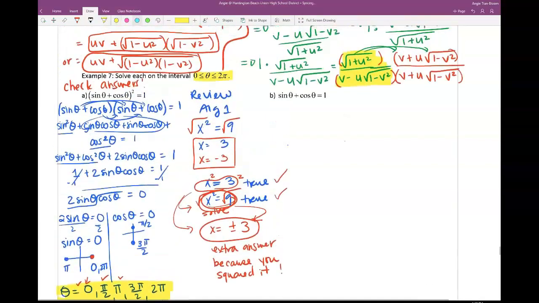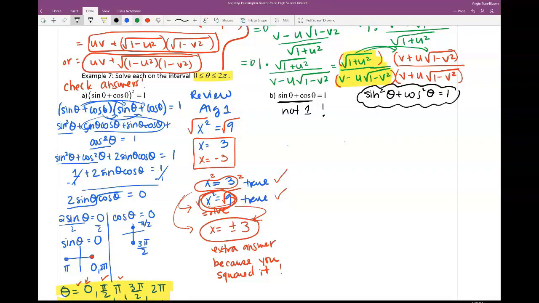So let's do example B. Example B, we will use a different ink here. Now, please don't be mistaken that this is not 1. Not 1. The only time that you can change that into 1 is when it's sine squared of theta plus cosine squared of theta. This is 1, okay? All right, so how would I solve that? What would you do?